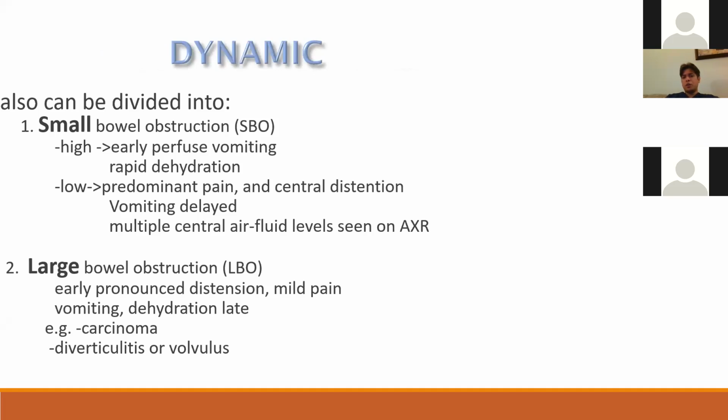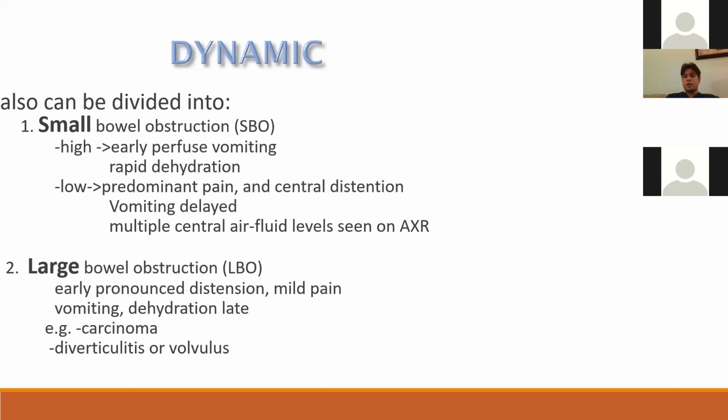In small bowel obstruction, they could be high small bowel obstruction or low small bowel obstruction, depending upon the point of obstruction. In high, there is early profuse vomiting and rapid dehydration. In low, there will be predominantly abdominal pain and central distension, and the vomiting is delayed. Multiple central air-filled levels are seen on the abdominal X-ray.